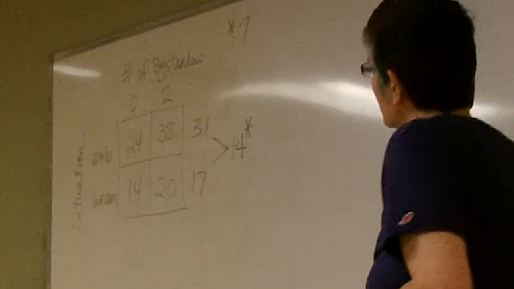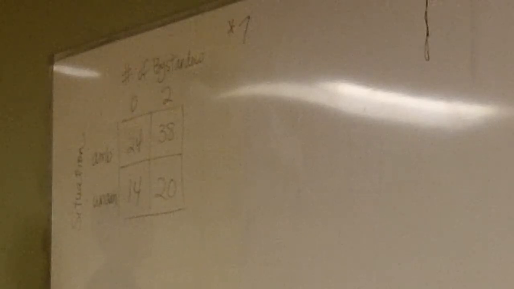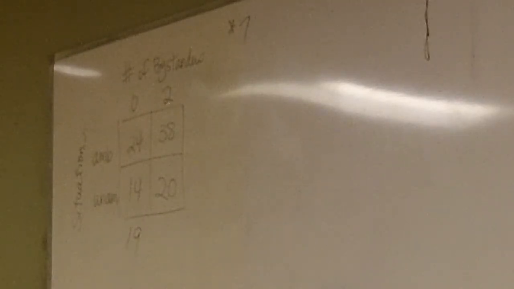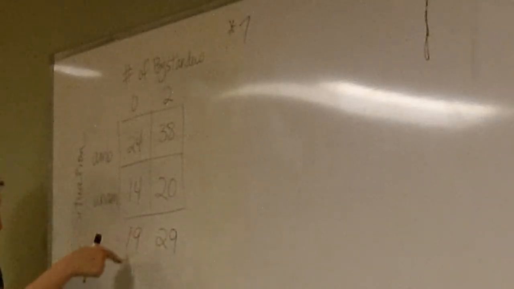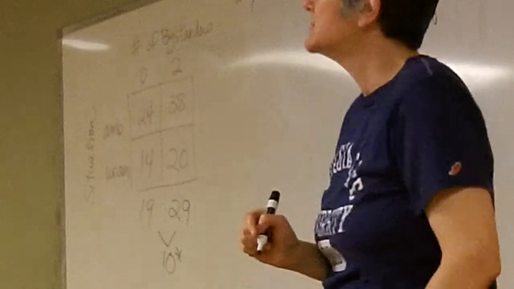Now let's do the main effect of number of bystanders. So I'm going to add, average, and compare. So if I add and average the scores for the zero bystanders group, what do I get? 38 divided by 2, 19. 19. And what about the two bystanders group? 29. Okay, so I've added and averaged, now I compare, and the difference is 10. Is 10 a significant difference? Yes. Because I have to beat 7, and I did. Okay, so it means we have a main effect of number of bystanders, too.